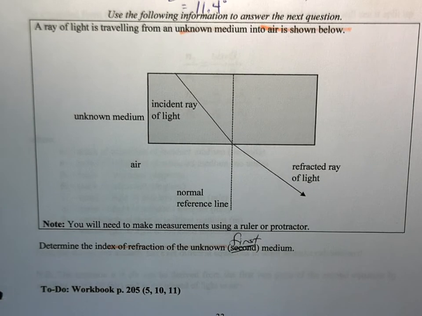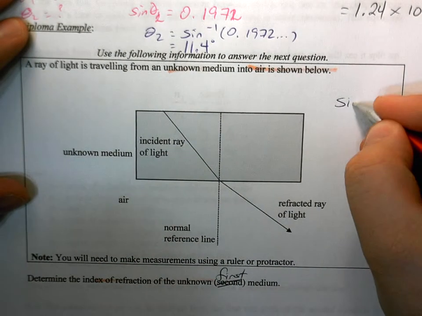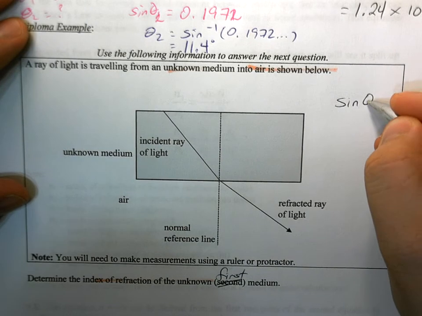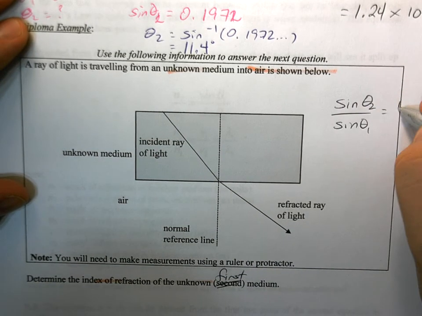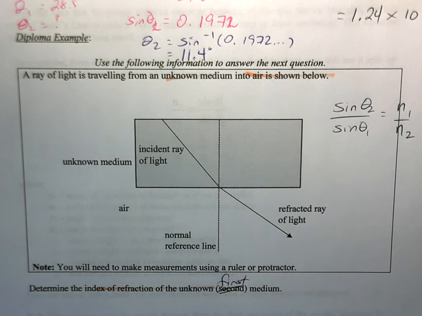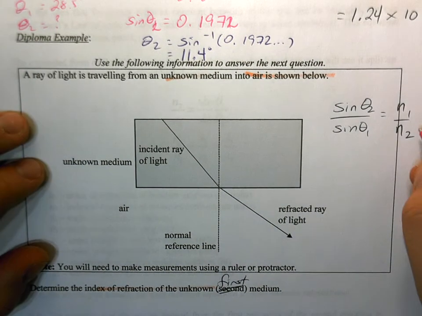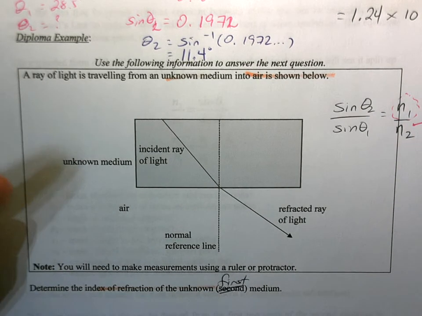Now, we know from Snell's law, so I want the first medium, so I know sine theta 2 over sine theta 1 is equal to n1 over n2. This is what I know from Snell's law. n2 we know is air, so we know that directly. This is what we are trying to determine.